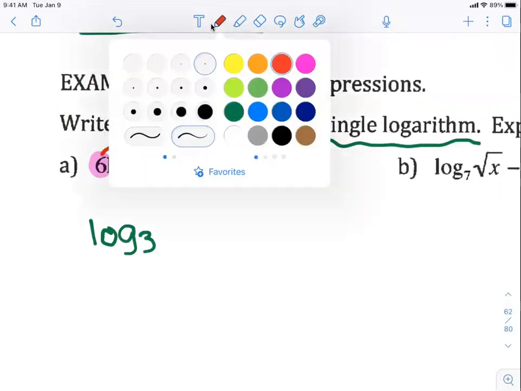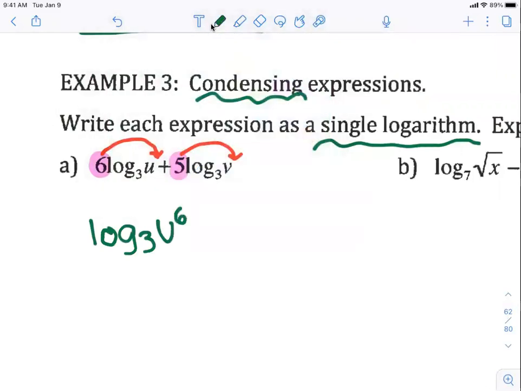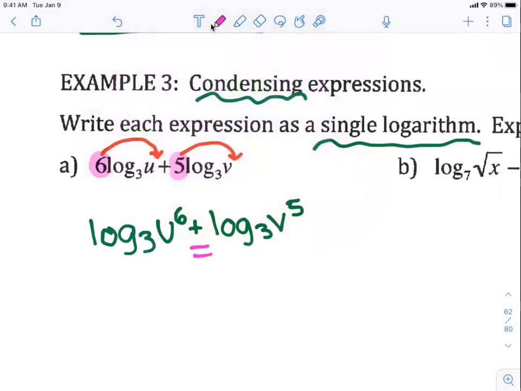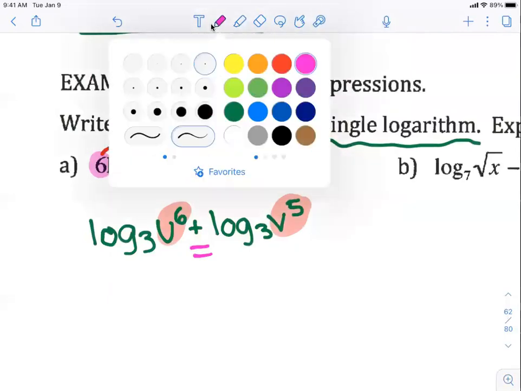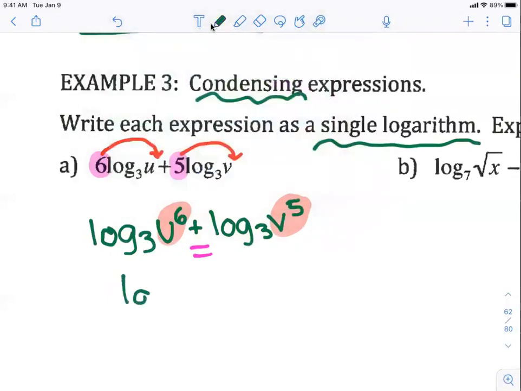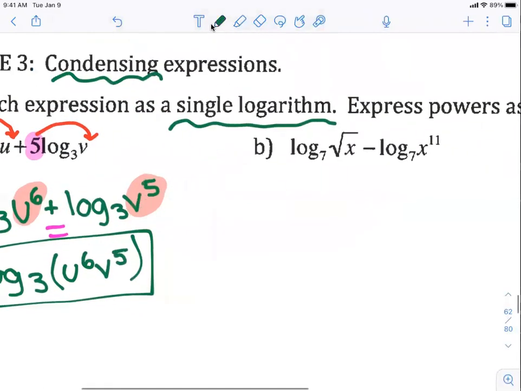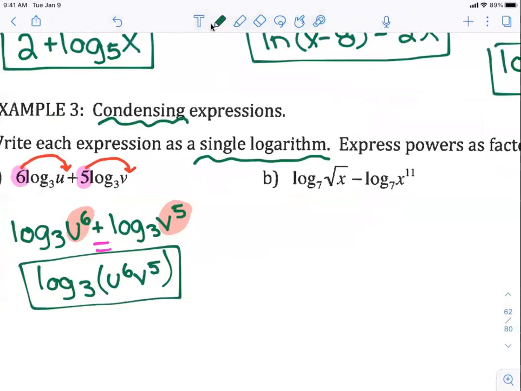So what that gives us is log base 3 of u to the 6th plus log base 3 of v to the 5th. And because I'm adding, I can take the u to the 6th and v to the 5th and condense it into one log. That is multiplying. So it's going to be u to the 6th times v to the 5th. Done. I condensed it into a single logarithm. That's the goal.